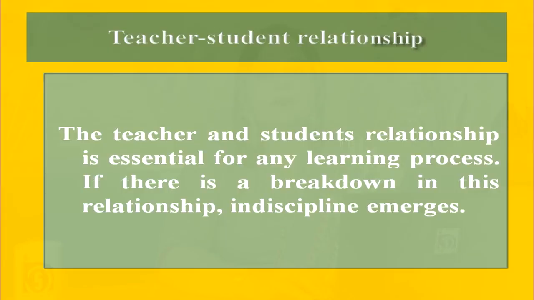Next is lack of communication. When the rules are not clearly communicated, the students don't consider those rules mandatory to obey, then indiscipline prevails. Next point is teacher-student relationship. The teacher and student's relationship is essential for any learning process. If there is a breakdown in this relationship, indiscipline emerges. A good relationship produces positive outcomes, whereas a bad relationship between teacher and student will bring problems and will again pave the way for indiscipline.